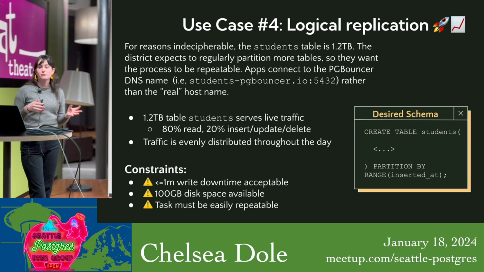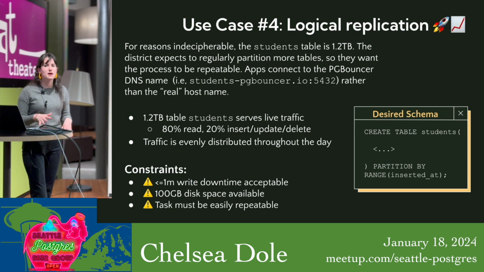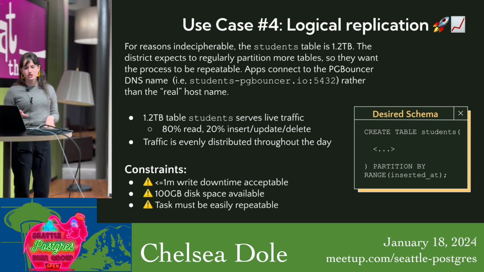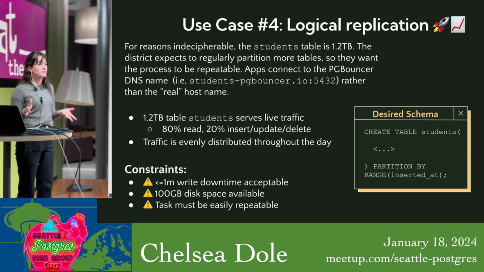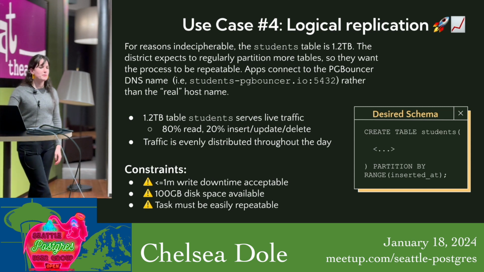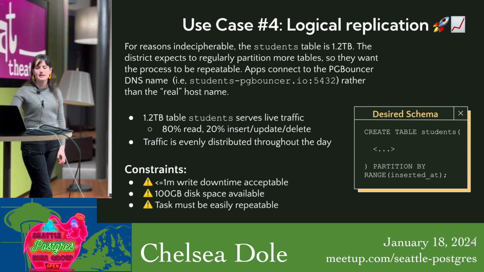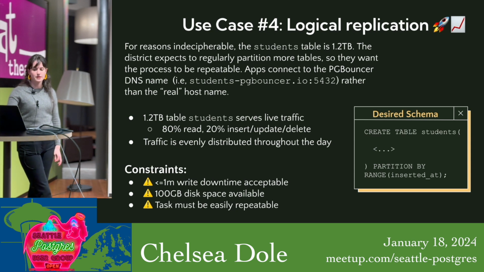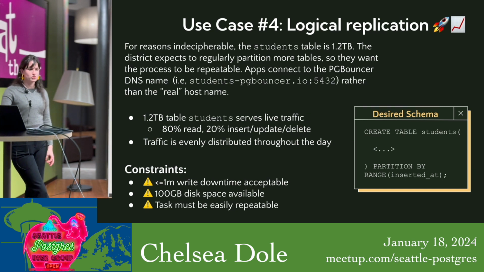The district expects to regularly partition more tables as well. Maybe it has other tables just this large, and they really want this process to be repeatable. They don't want to hire a DBA for a month to make this quick and then just need to do it again next month. Also, the applications connect to a DNS name, for example PGBouncer, but it could just be any consistent DNS rather than using the real host name. The table is serving mostly read traffic, but it has enough inserts, updates, and deletes, and it's evenly distributed throughout the day.